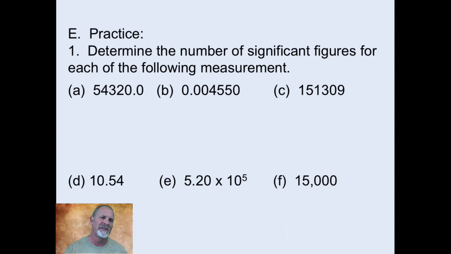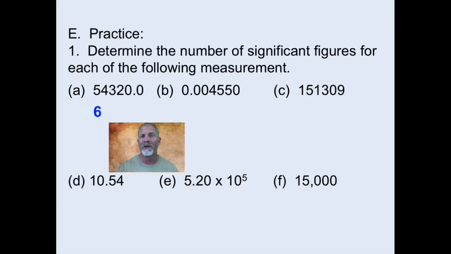So we went through the practice here. We had 54,320. The zero at the end is significant because there is a decimal. And so both those zeros at the end, so we have a total of 6 sig figs. My next one is 0.004550. Those zeros in front are just placeholders, so the 4550, I have 4 sig figs. Next one, 151,309. The zero is sandwiched. It is sig figs. It's 6.